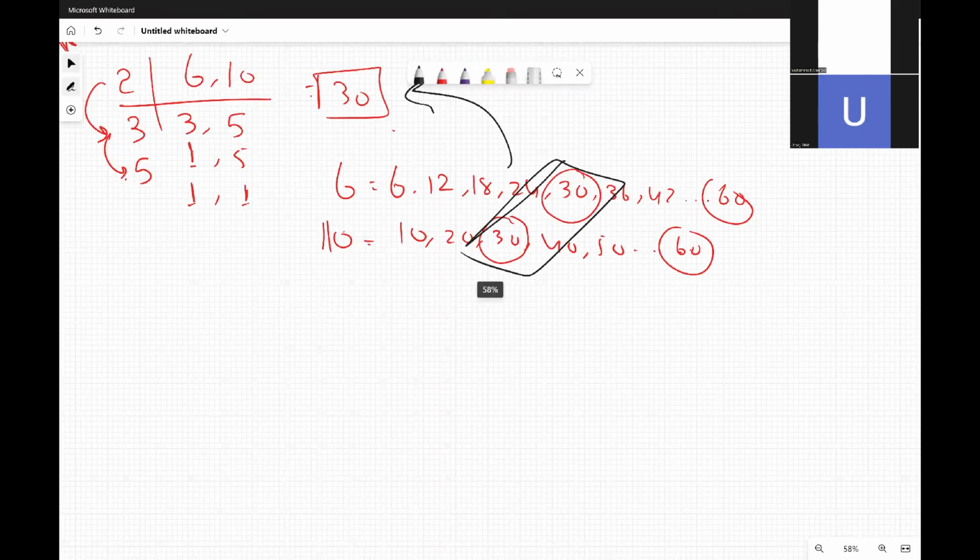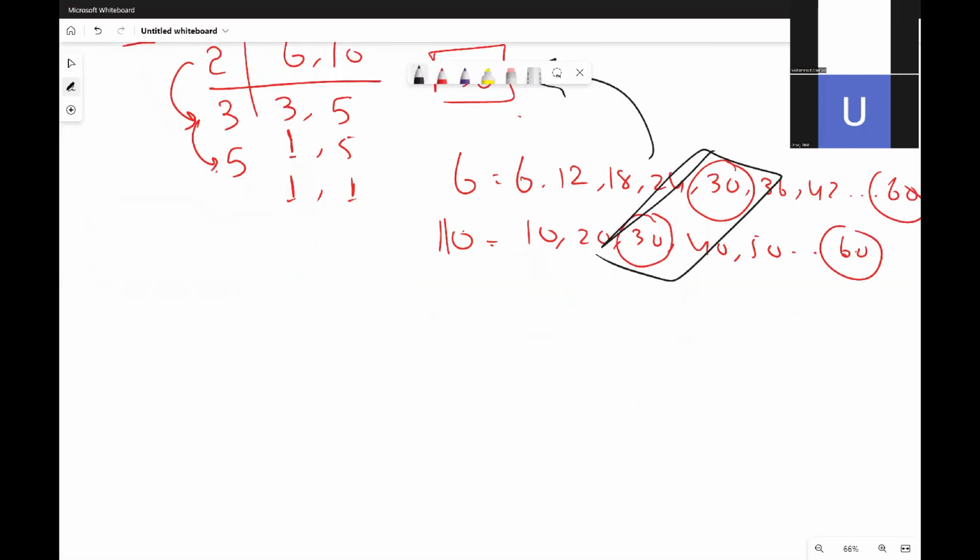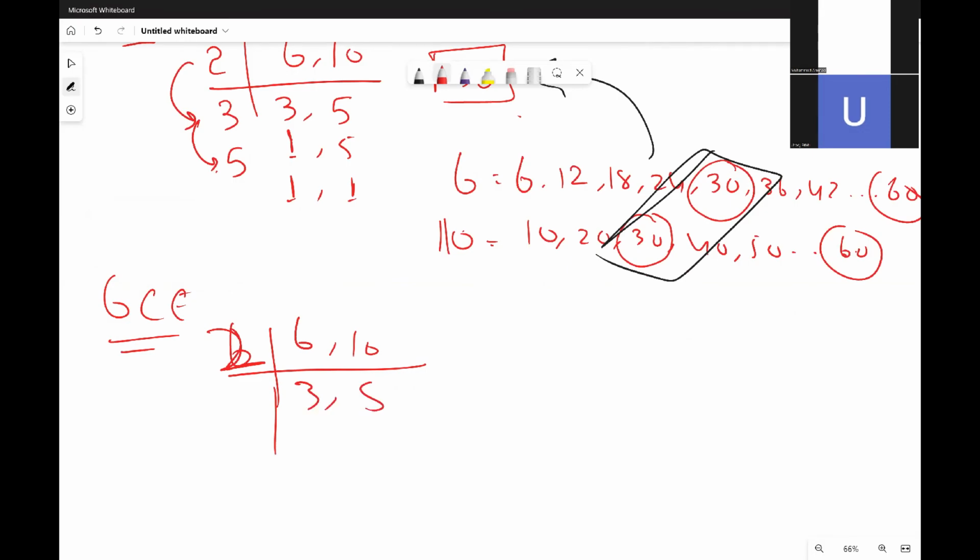Now greatest common factors. What is the greatest common factor of 6 and 10? Again, for GCF of 6 and 10, write down the same division sign. Start dividing from the lowest number. 2. 2 threes are 6, 2 fives are 10. Now, because you cannot divide 3 and 5 by a common number, you just stop there. That is it. So answer is 2.